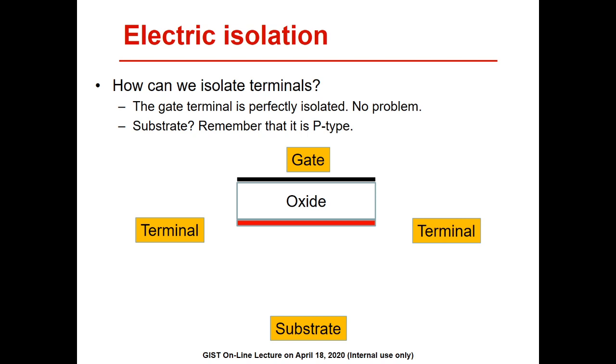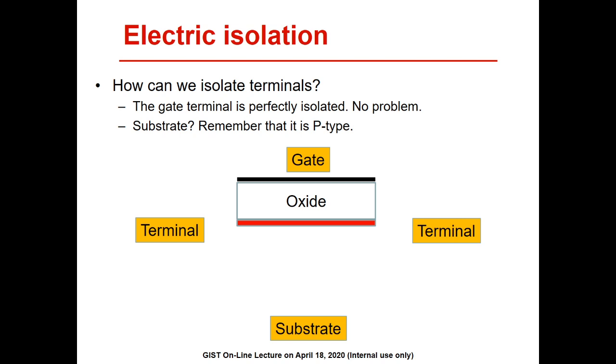How can you realize the concept introduced in the previous video? In this sense, we must consider the electric isolation between terminals. All terminals should be properly isolated from other ones. The gate terminal is perfectly isolated through the oxide layer. It's okay. Then, how about the substrate? To be more specific, the substrate should be electrically isolated from two newly introduced terminals.